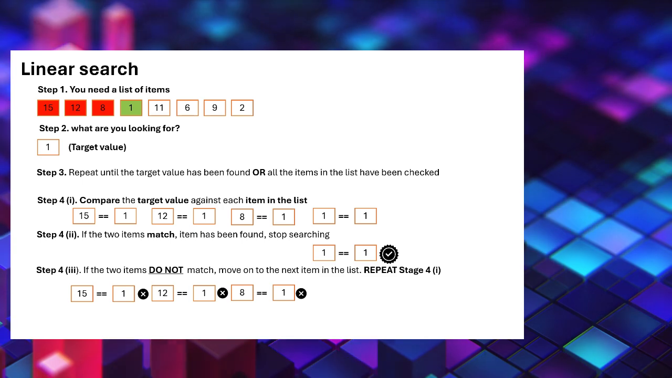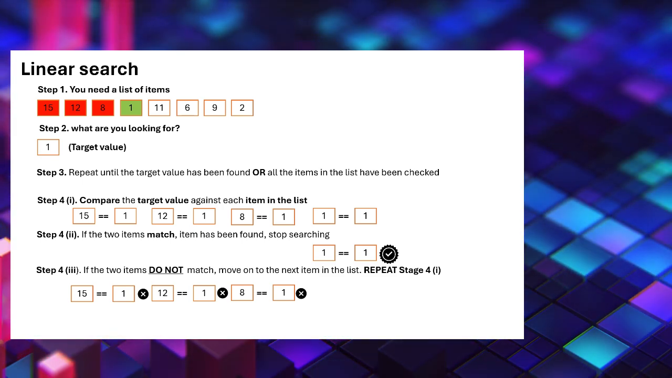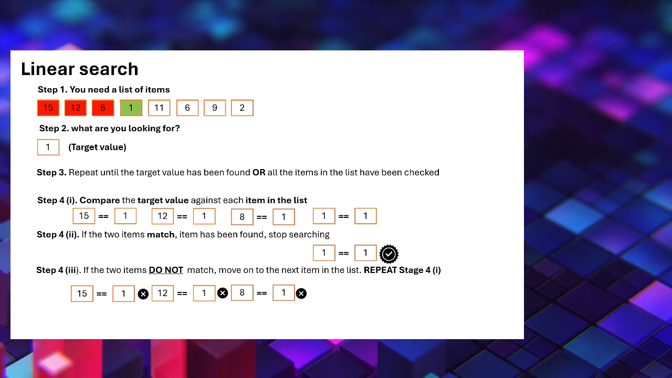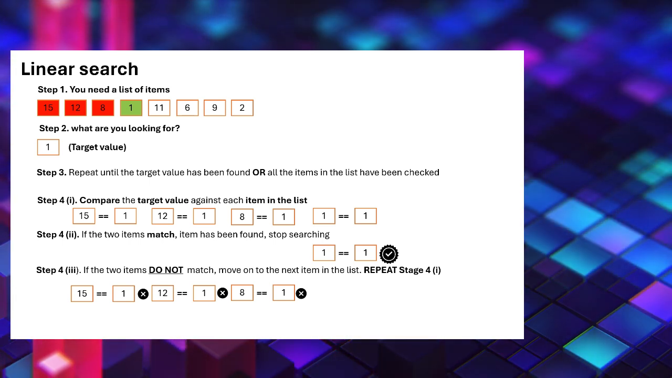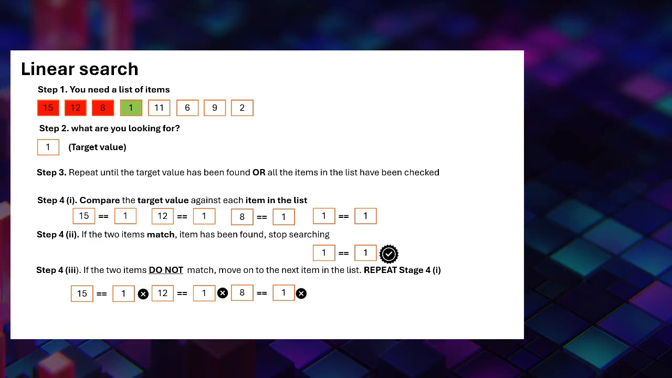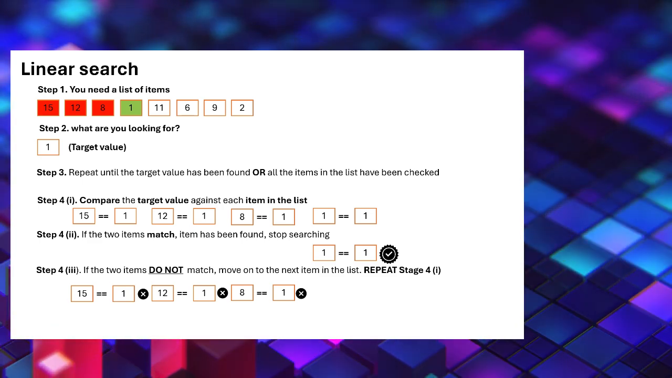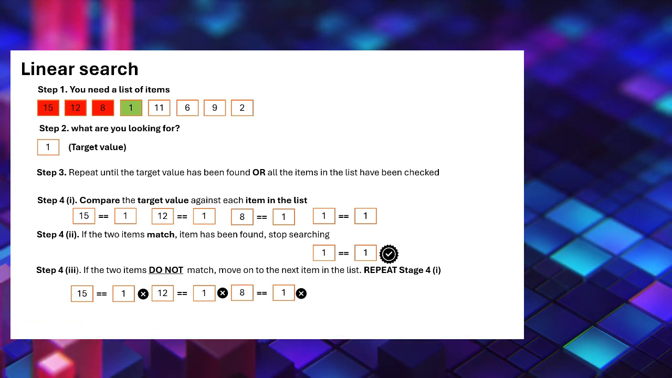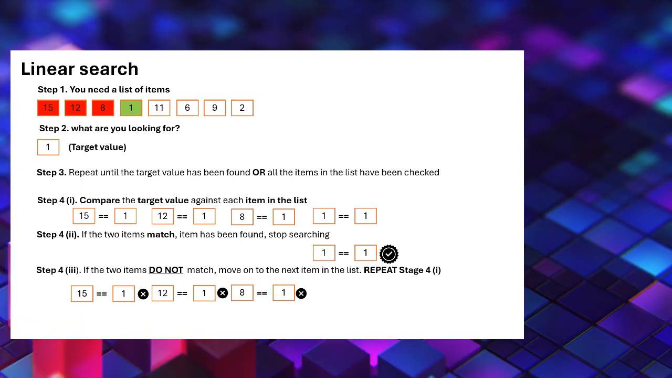Finally, if it's in that list, we return a value. If not, we return a different value. Now you might be thinking to yourself, returning a value, that sounds familiar. That's because we'll be using a function to do that for us. And in a separate video, I've shown how we can achieve that.